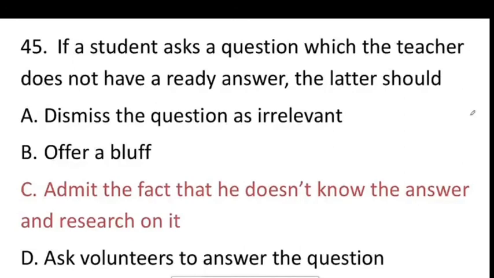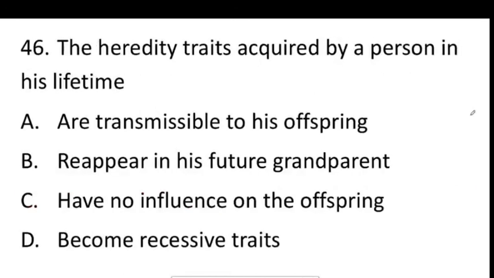Alright, so letter C again is the answer for number 45. Now we go to number 46. The hereditary traits acquired by a person in his lifetime, letter A, are transmissible to his offspring, letter B, reappear in his future grandparent, letter C, have no influence on the offspring, letter D, become recessive traits. The correct answer for this would be letter A. They are transmissible to his offspring.